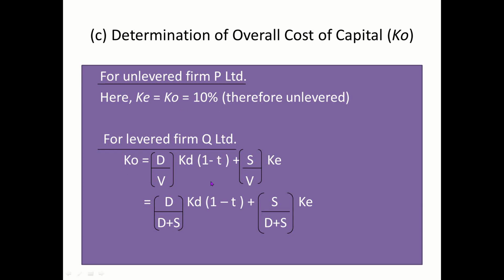Now for Q Limited, we shall find out: D is the value of debenture, V is the total value, KD is the cost of debt, times 1 minus T, plus S by V into KE. S is your value of equity, V is your total value, 14,40,000, and we can break V as D plus S. V is equal to D plus S. D stands for your value of debt, S stands for your equity. Right? KD is the corresponding cost of debt. KE is the corresponding cost of equity.